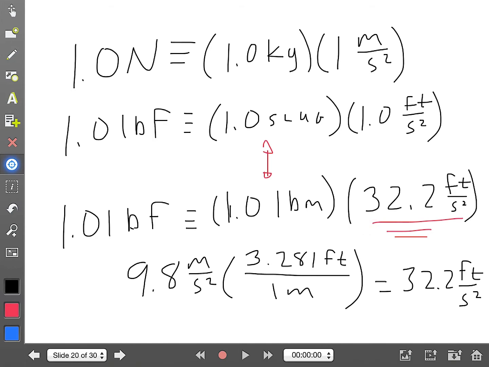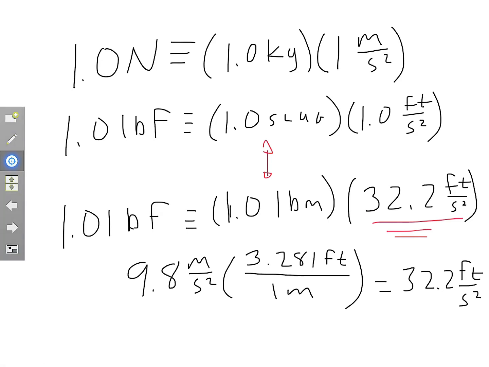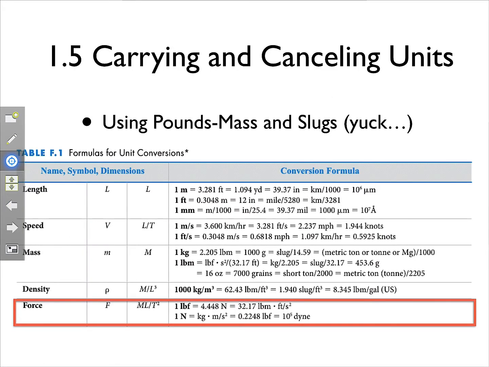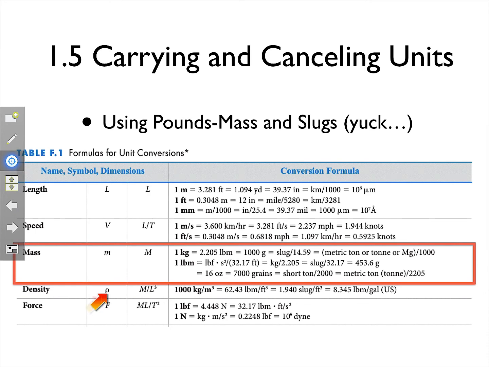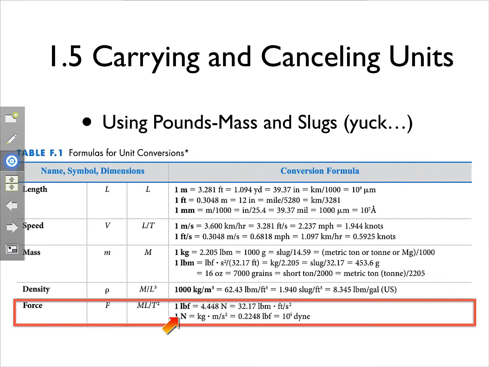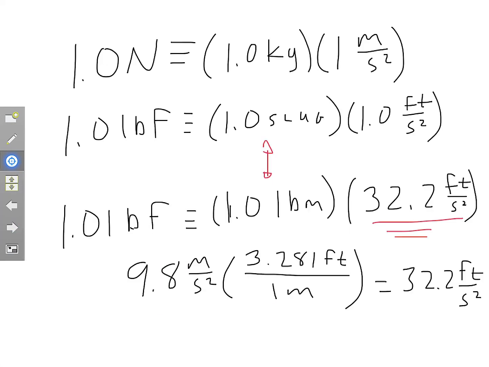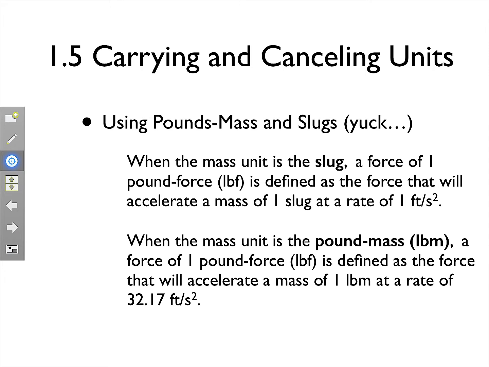So pound mass is kind of a tricky definition for mass. But remember, when dealing with these masses, you can stick to the conversions, and if you use your grid method correctly, paying very close attention when you're dealing with traditional units in force and mass, you're going to be able to get the right answers. So here's what I was just saying before, that a force of 1 pound force is defined as a force that will accelerate a mass of 1 slug at this rate, 1 foot per second squared, and 1 pound mass will be accelerated at 32.17 or 32.2 feet per second squared.